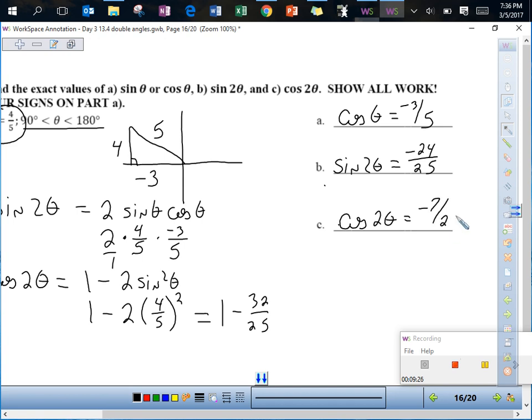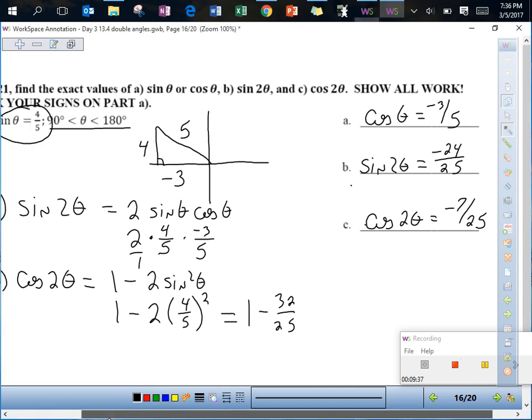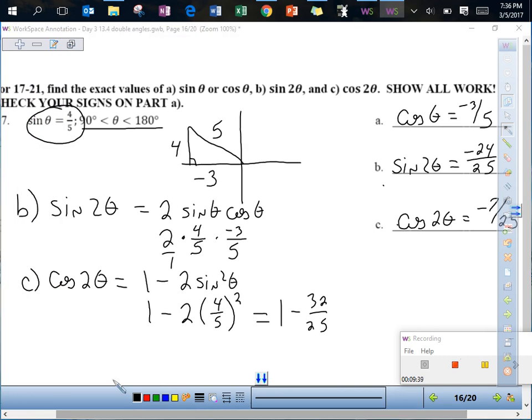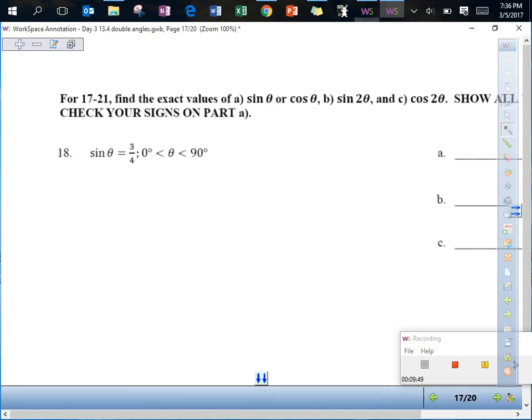We want these left as fractions. Don't leave them as decimals. Well, we don't want them as decimals, period, because not all of them will be nice numbers. But there's the steps that we're going to do, guys. We're going to draw out our right triangle, and then we're just going to pick which formula to use. If you would have picked one of the other formulas for cosine of 2 theta, you still would have got the correct answer.